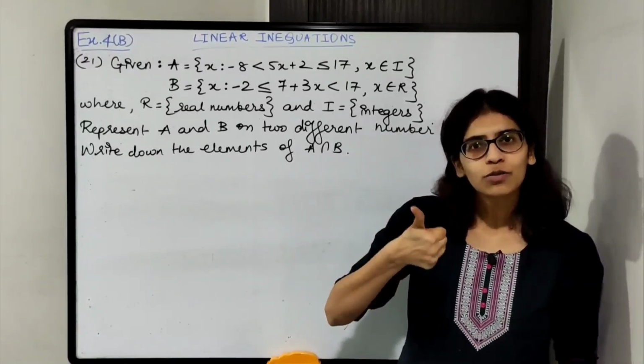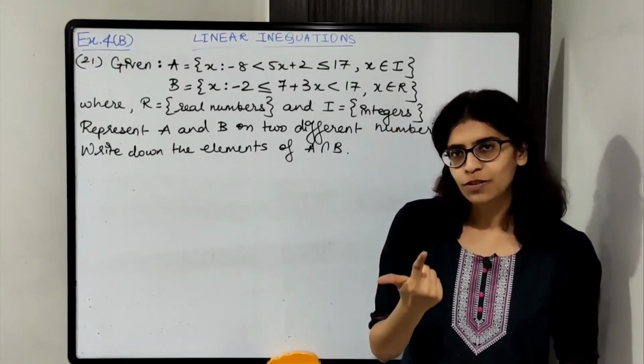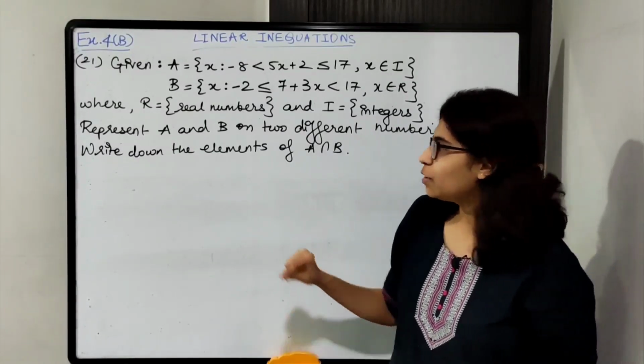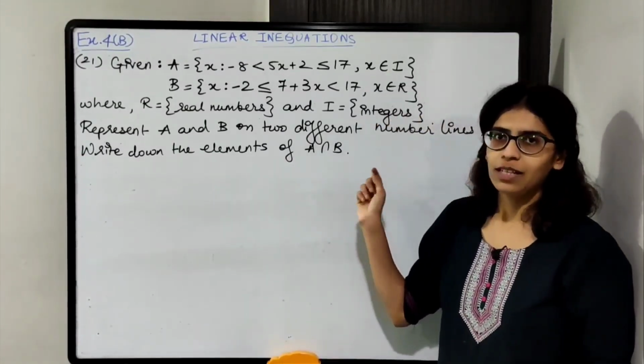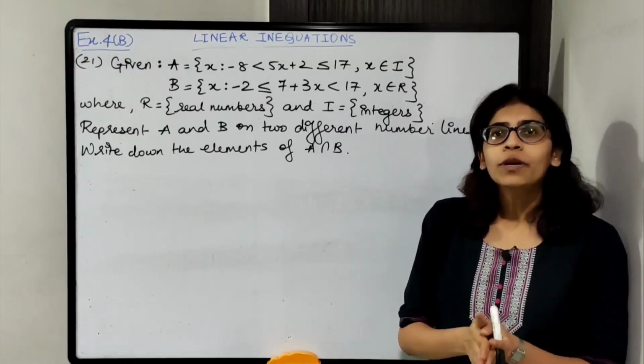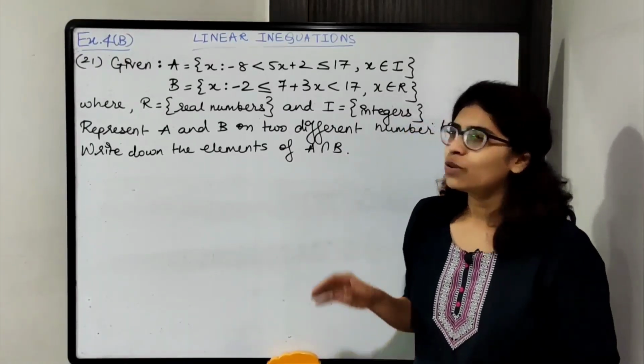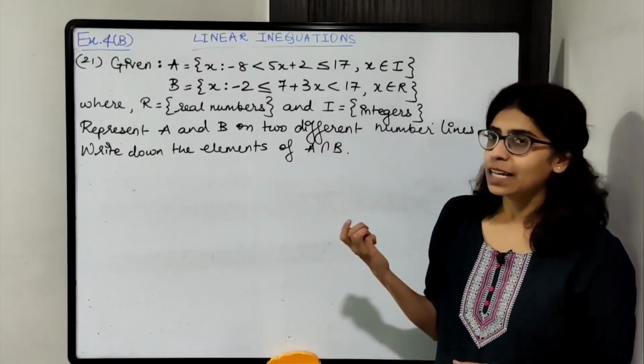So the first thing that you have to do is solve the inequation. Second, you need to find the solution set, and then the plotting is the third part. Also, we need to write down the elements of A intersection B. We need to find out the common elements of A and B. Okay, so let us solve for A and B first.